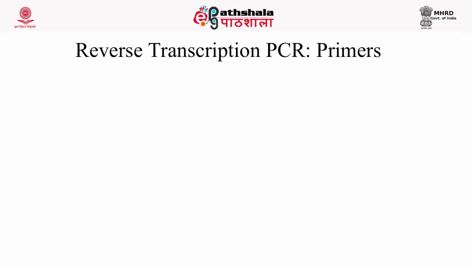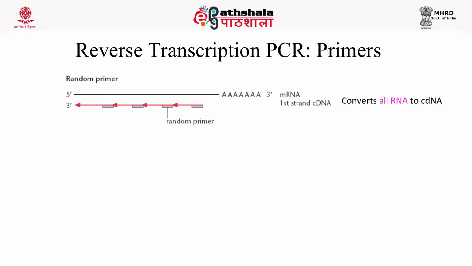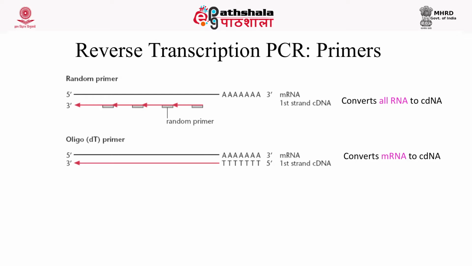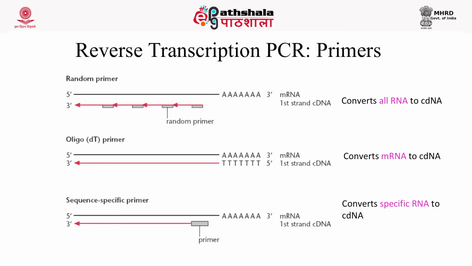There are three types of priming strategies for reverse transcription PCR. The first one is random primers. Random primers convert all RNA into cDNA. The second strategy is oligo-dT primers. Oligo-dT primers have a tail of T nucleotides which attaches to the poly-A tail of mRNA. So, oligo-dT primers only convert mRNA to cDNA. We can also use a sequence-specific primer and convert specific sequences of RNA to cDNA.